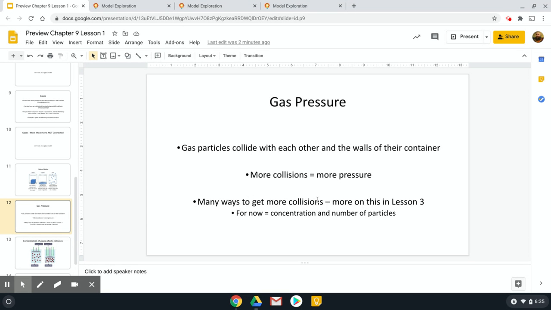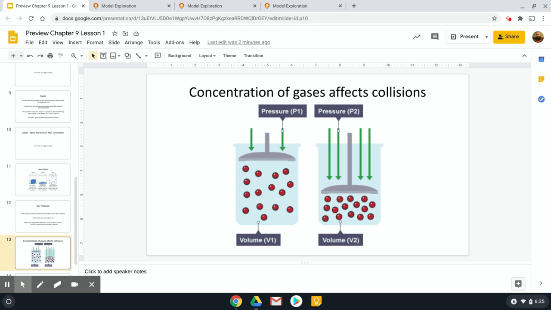We're going to talk in lesson 3 in this chapter about more ways to get collisions. But for now, what you need to know is that concentration, how close they are together, and the amount of particles is going to increase or decrease pressure. So when we look at this diagram, these would be moving and banging into each other, but they're in a much bigger space.